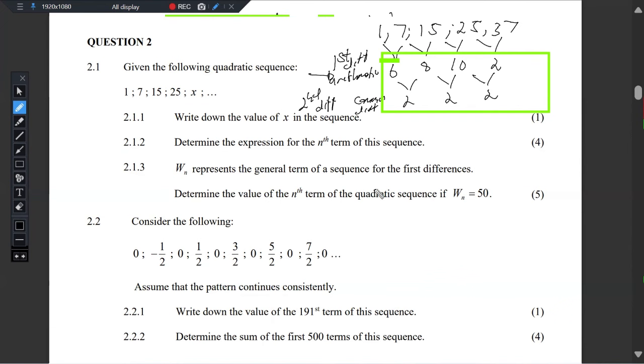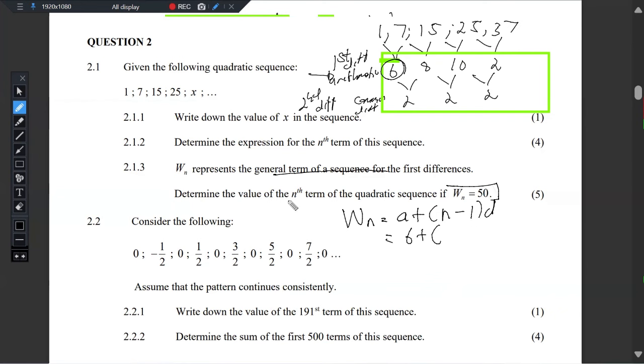So now we have that. Now, Wn represents the general term of the first difference. So that means we have already discovered that this is an arithmetic sequence. So Wn will be representing the arithmetic sequence. The general term of the arithmetic sequence is given by a plus n minus 1 d, right? So what's your a? Your a now is 6, right? Because we are only focused on this part. And then your n has to be what? 50, right? No, they said Wn is 50.